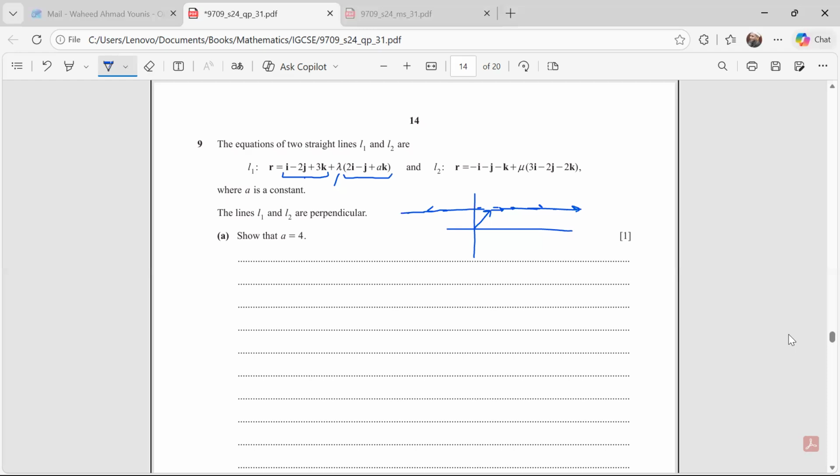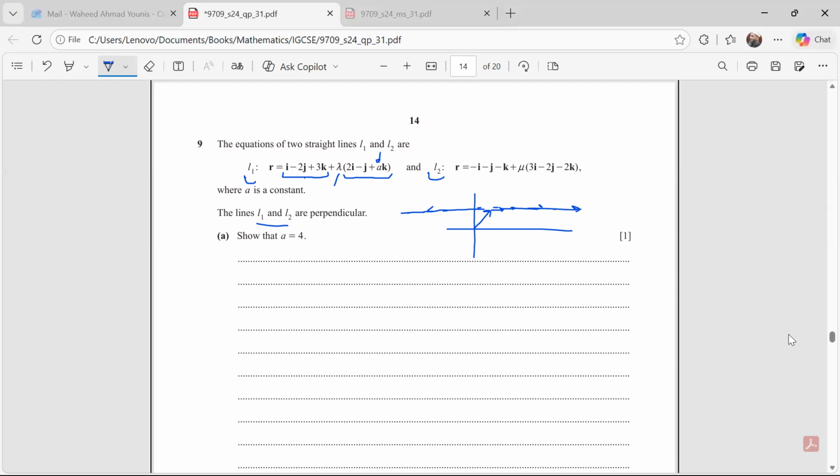Anyway, we are given these two straight lines, L1 and L2. A is a constant which is not known to us, but we will talk about it in a second. The given thing is that the lines L1 and L2 are perpendicular.